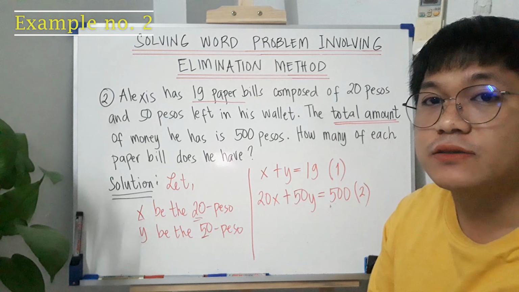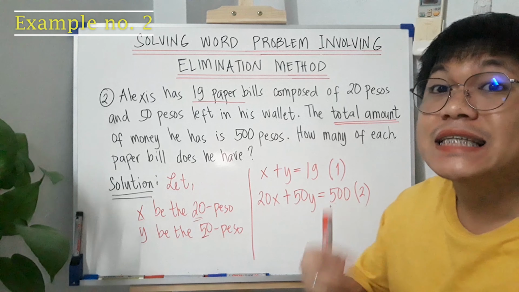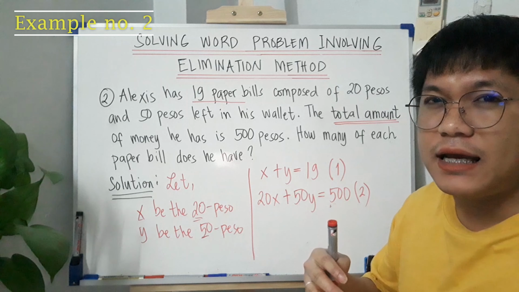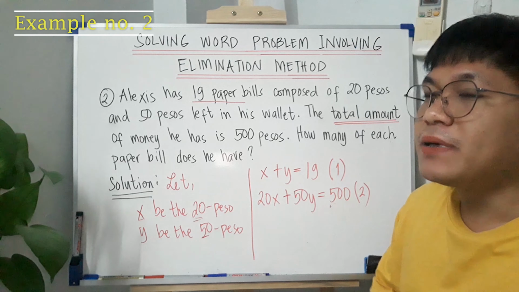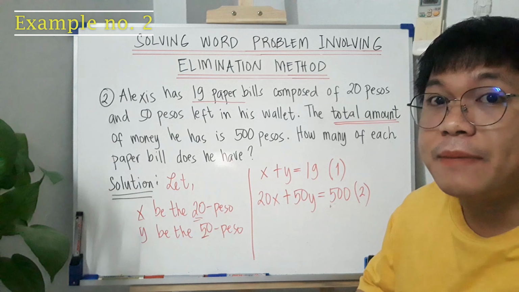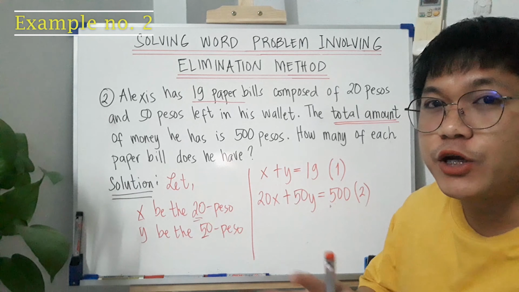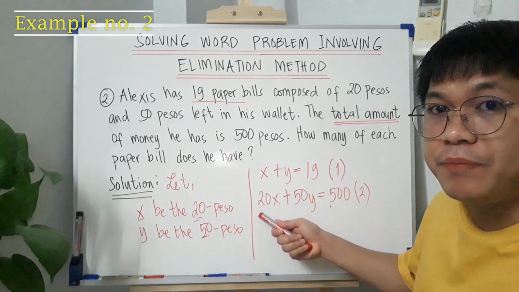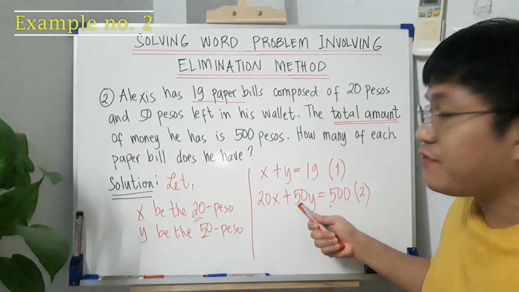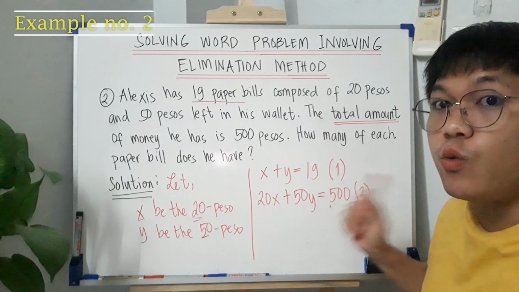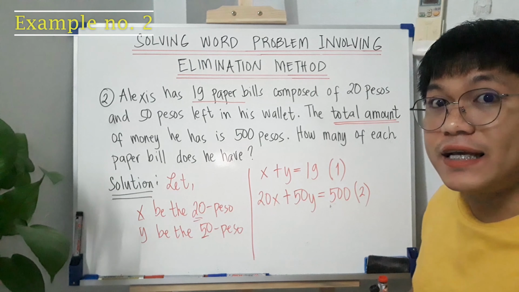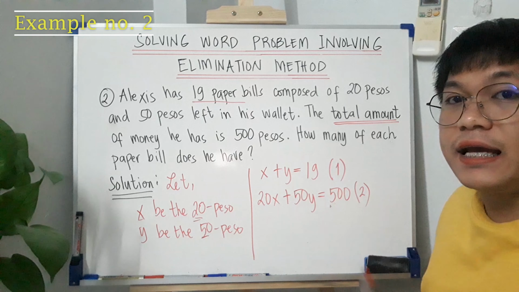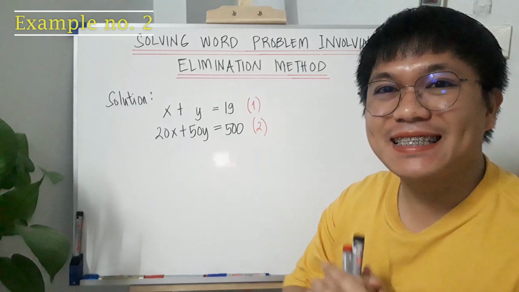So that will be our second equation. Do not be confused about the two equations. If we talk about the number of paper bills only, we are going to use only x and y because it doesn't talk about the amount, right? But if we talk about the total amount of money in the wallet of Alexis, we are going to use now the amount of the paper bill, which is 20x, and we have here the 50, which is represented by the variable y. So this will be our starting point to solve this problem. We already formulated the systems of linear equations, here 1 and 2. Let's proceed now to our solution.